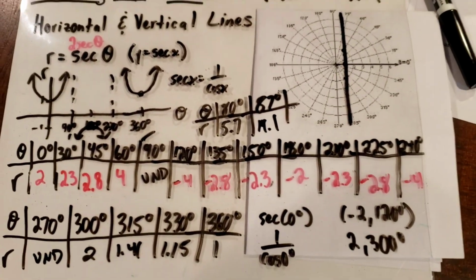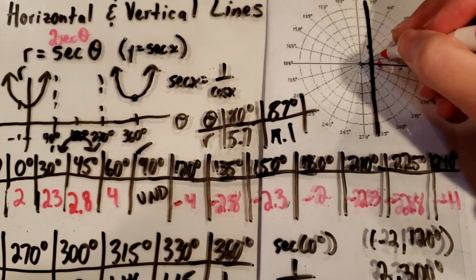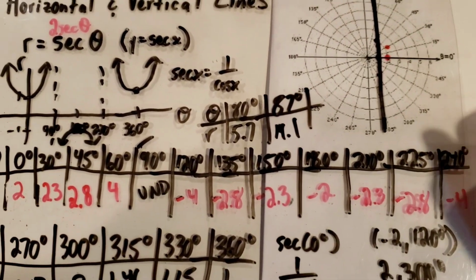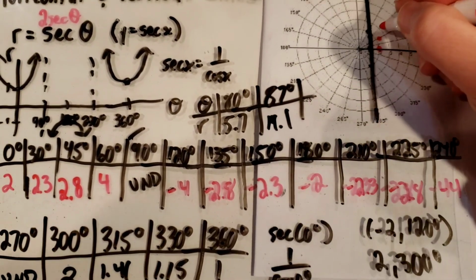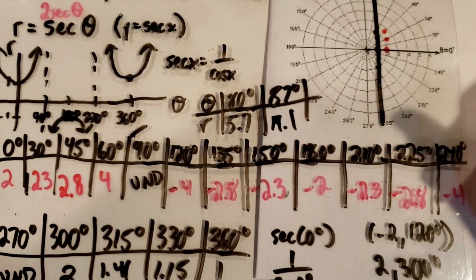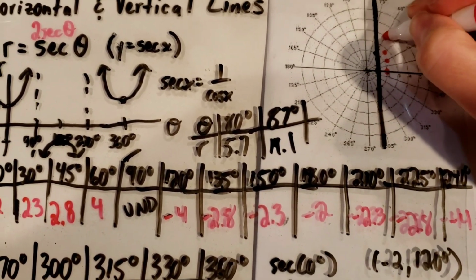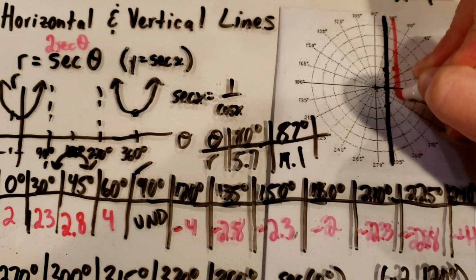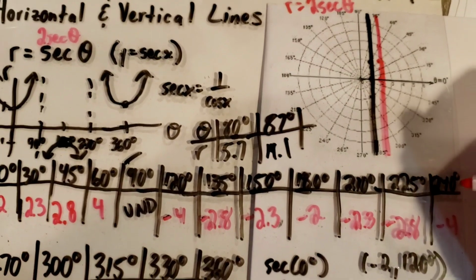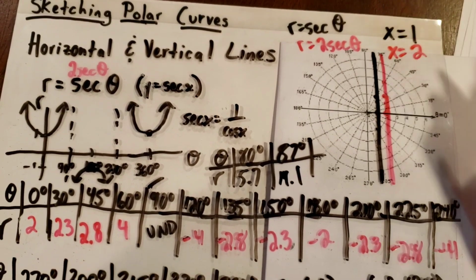And so we're getting, at a rotation of 0 degrees, r is 2. At 30 degrees, r is 2.3. So that's about right here. 45 degrees rotation, r is 2.8. So I have to go out almost 3 circles, right? Right there. 60 degrees, r is 4. So I got to go out 1, 2, 3, 4. You have another vertical line. Now, when r equals 2 secant theta, the equation in rectangular form would be x equals 2.